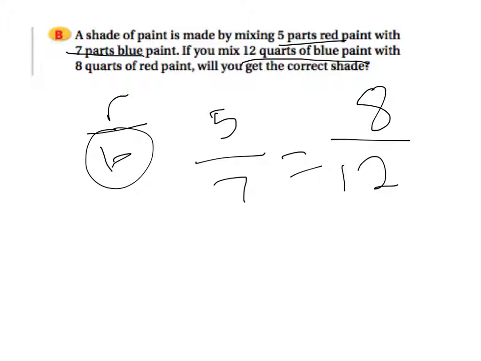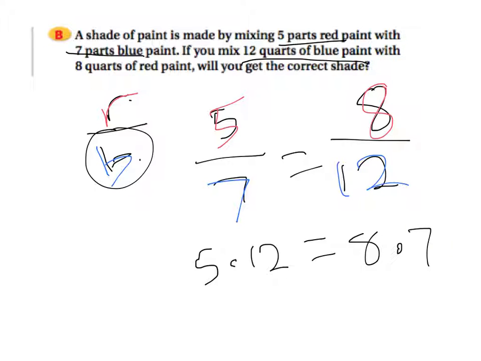In these word problems, we have to just make sure. It says red paint to blue paint. So red is on the top, blue is on the bottom. Oh, I could have done this. So it's 5 red and 7 blue, and 8 red and 12 blue. So let's go ahead and check our cross products here. So we have 5 times 12, and is that equal to 8 times 7? So we have 60 is equal to 56, and that is not equal, so we would not get the correct shade.